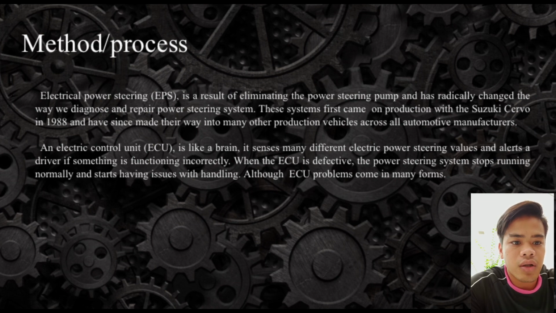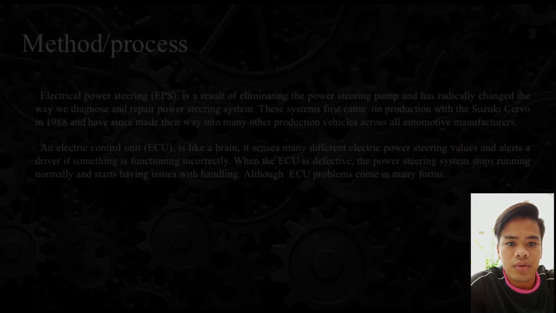Second, an electric control unit, ECU, is like a brain. It senses many different electric power steering values and alerts the driver if something is functioning incorrectly. When the ECU is defective, the power steering system stops running normally and starts having issues with handling. Although ECU problems come in many forms.